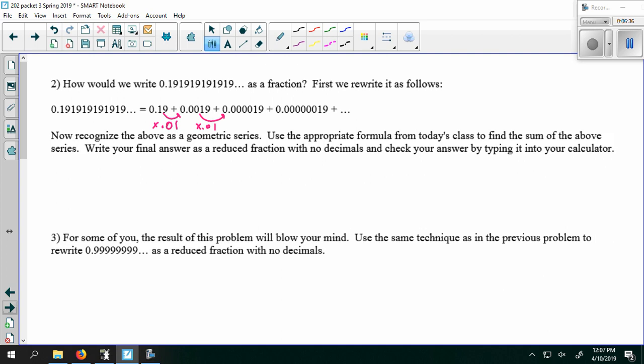So the infinite sum, which is a over 1 minus x, a is the first term in the list, 0.19. x is the multiplier, 0.01, so 1 minus x is 0.99. So this is 0.19 over 0.99. Multiply the top and bottom of that fraction by 100, and you get 19 over 99.